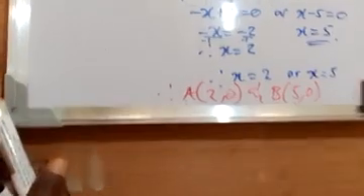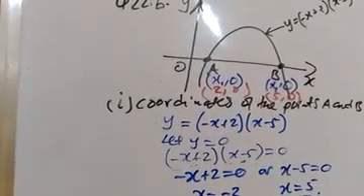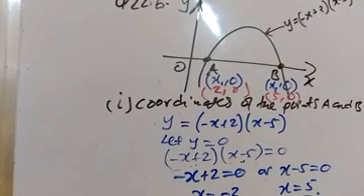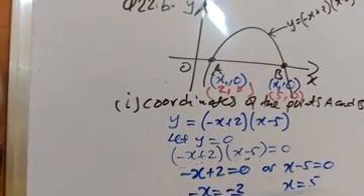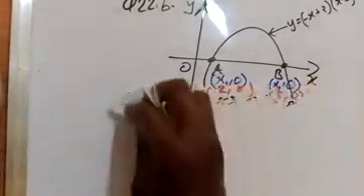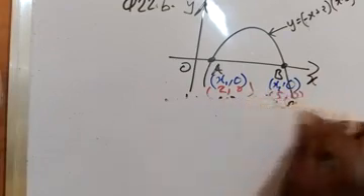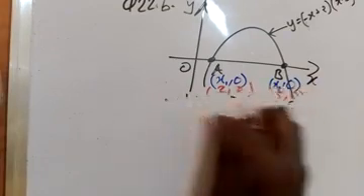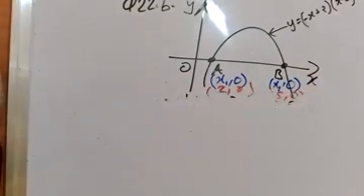So we move on. We look at the next question, the next part of question 22b, which is 2. Okay. So 2 reads, we need to find the maximum value of y. So it says find the maximum value of y.